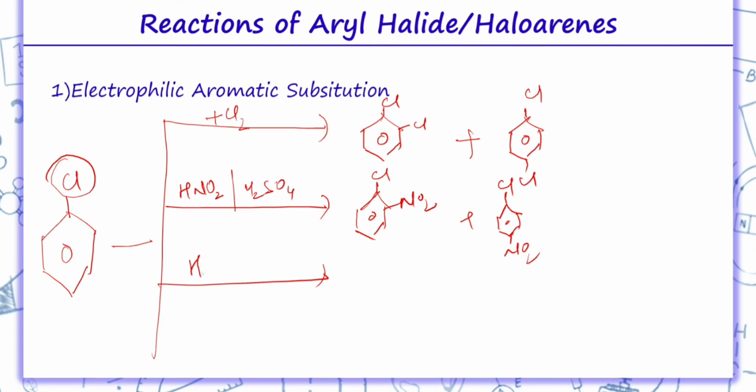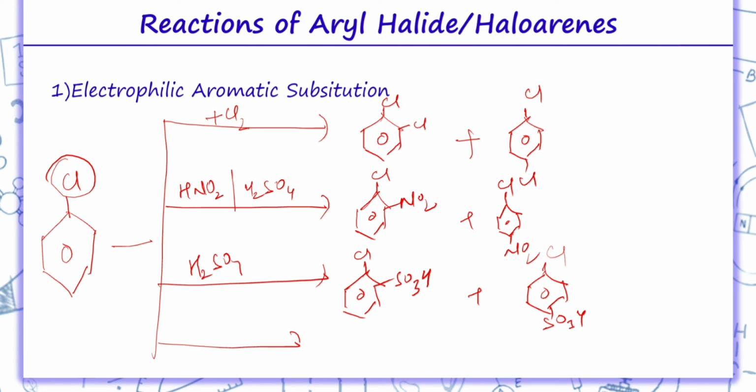Next, if we are performing sulfonation, that is H2SO4, the SO3H group will be attached at ortho and para positions. Similarly, if we are performing Friedel-Crafts alkylation, the CH3 group will be attached again at ortho and para positions. And if we are performing Friedel-Crafts acylation with CH3COCl, the COCH3 group will be attached at ortho and para positions.